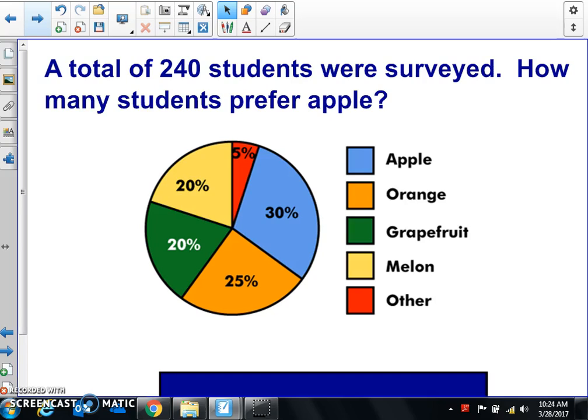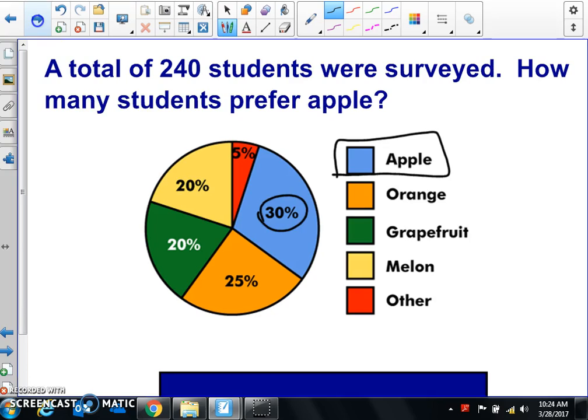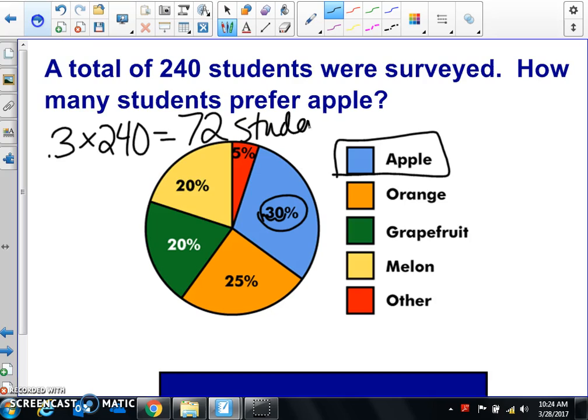A total of 240 students were surveyed. How many students prefer Apple? Okay, so these are all in percentages. This is what we do. We make it a proportion, okay? Apple is 30%. Every time we see that percent, remember we double dip. So that's 0.3. And then we multiply it by how many students, which was 240. If you put that in your calculator, 0.3 times 240 is 72 students.